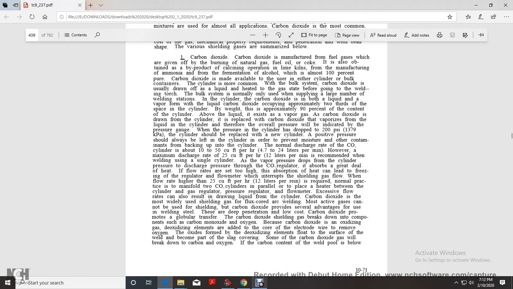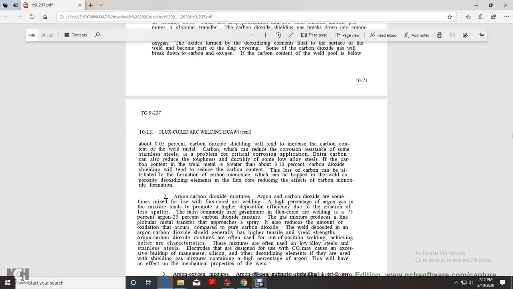Deoxidizing elements are added to the core of the electrode wire to remove the oxygen in oxide form, and the deoxidizing elements float to the surface of the weld and become part of the slag covering. Some of the carbon dioxide gases break down. If the carbon content of the weld pool is below about 0.05%, the carbon dioxide shield will tend to increase the carbon content of the weld metal, and the carbon will reduce the corrosion resistance.